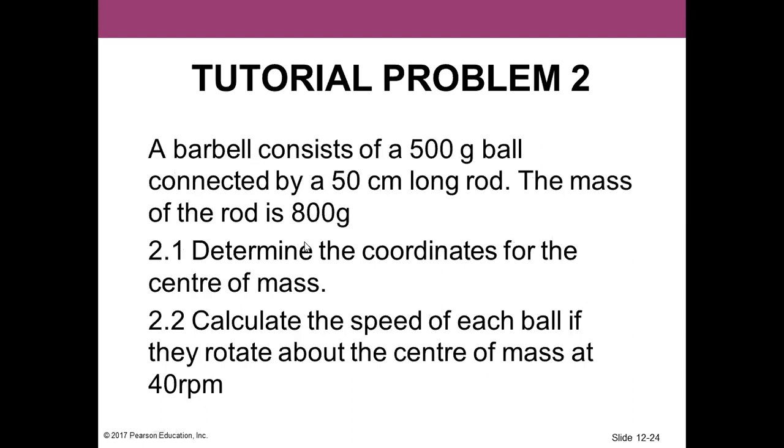Okay, so tutorial problem number 2. We have a barbell which consists of 500-gram balls connected by a 50-centimeter long rod. The mass of the rod is 800 grams. In 2.1, we need to determine the coordinates of the center of mass. In 2.2, we need to calculate the speed of each ball if they rotate about the center of mass at 40 revolutions per minute. Now the rod here has a mass, it is not massless.